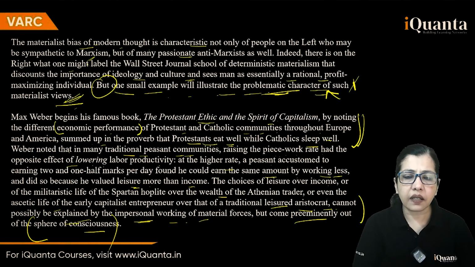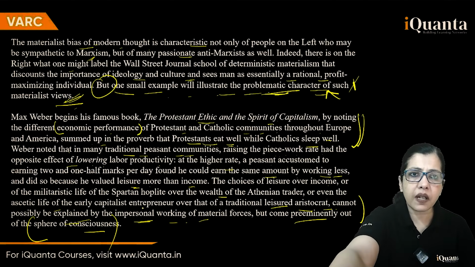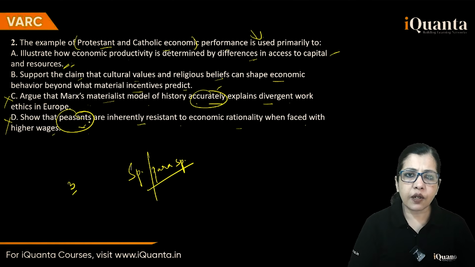Marx का यहाँ था, right? So Marx का done. Now he's giving you Max Weber का some point. ठीक है? So this one is eliminated. Between A and B, illustrate how economic productivity is determined by differences in access to capital and resources.